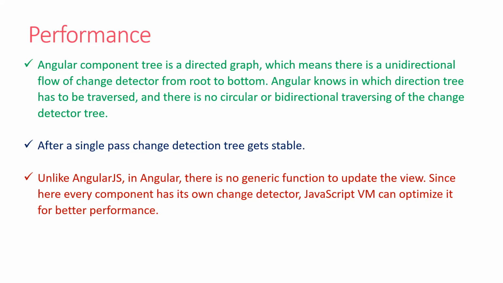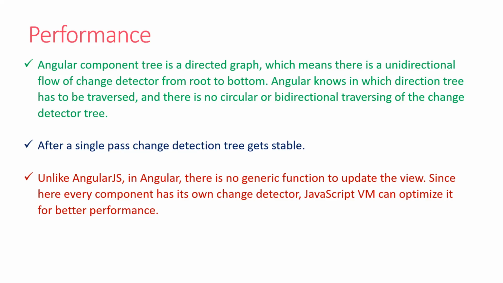Second is, after a single pass, the change detection tree gets stable. So once Angular has done and rendered everything, the next time it just has to go and detect the change. If it doesn't detect the change, it does not re-render that component's template, and it goes to the next template. So once the first pass is done, it is very fast. And the third point, which I just told you, is that unlike AngularJS, in Angular there's no generic function to update the view. So in AngularJS, the earlier version of Angular, there was one function.